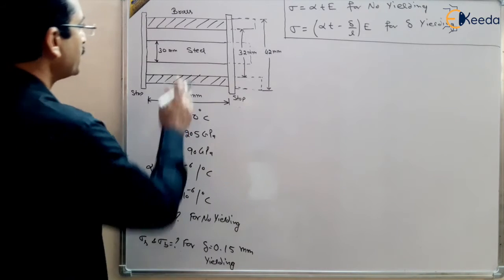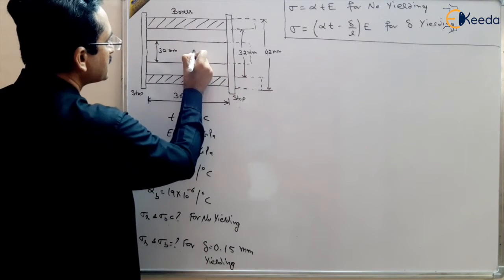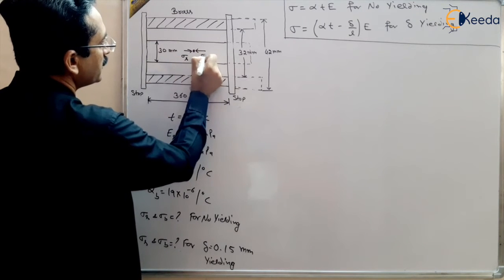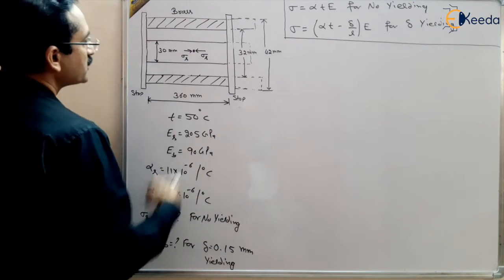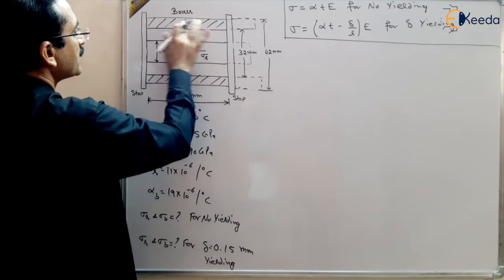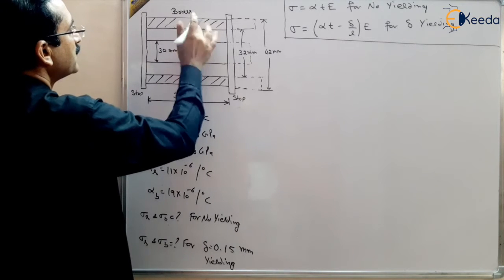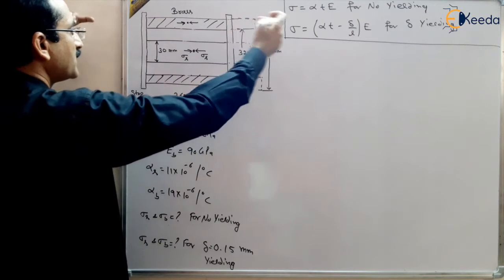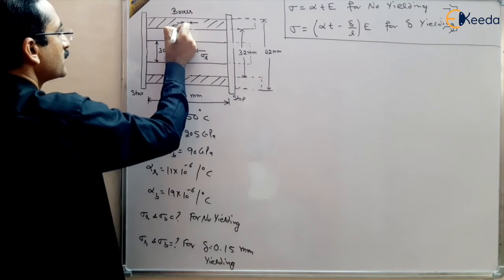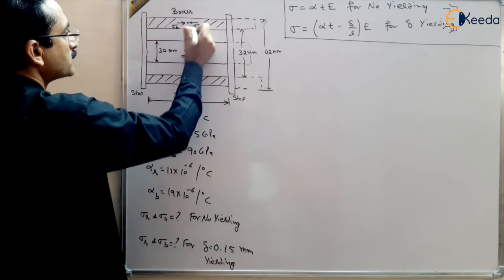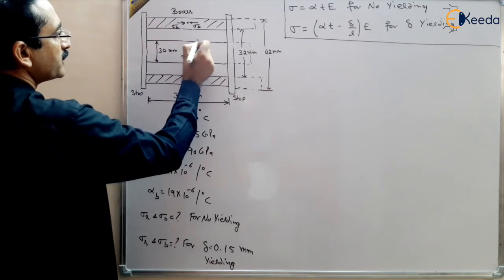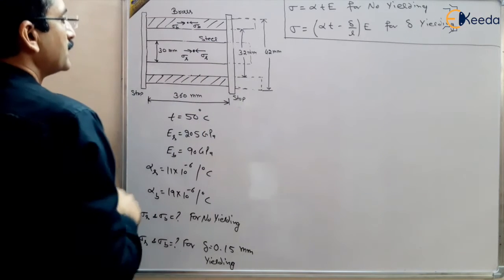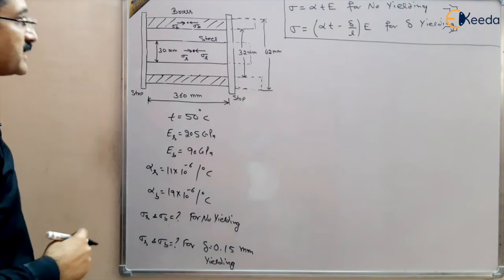The stress developed will be compressive in both the materials because we are not allowing the material to expand. So stress developed is sigma s, and sigma s is compressive. Also the stress developed in brass will also be compressive because the same thing is compressing this also, right? So this is the steel rod, and this is the brass tube, right? So what is the stress developed?